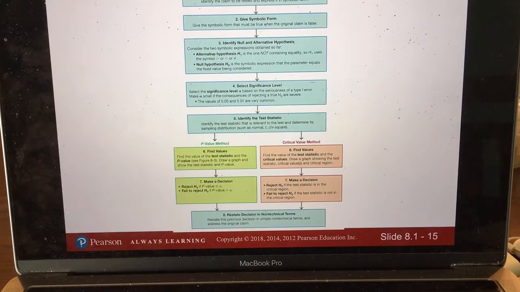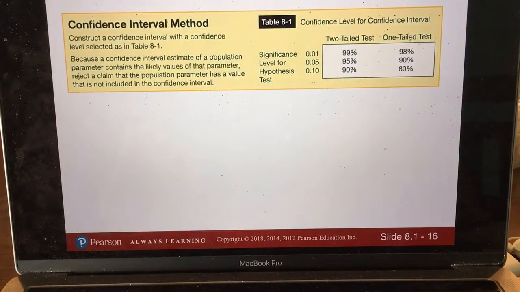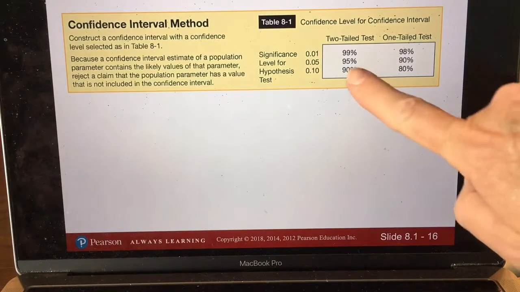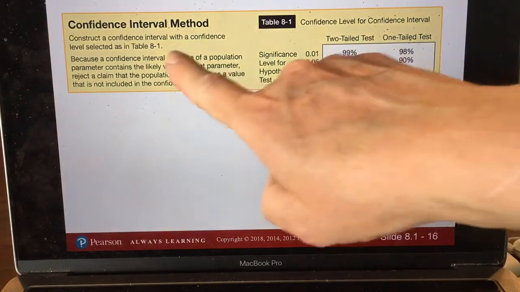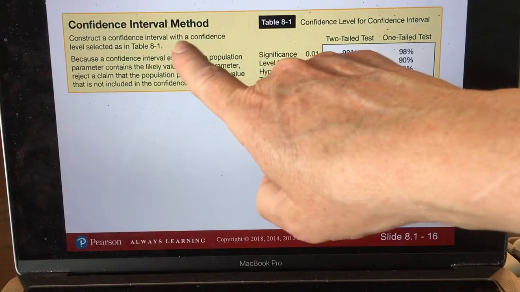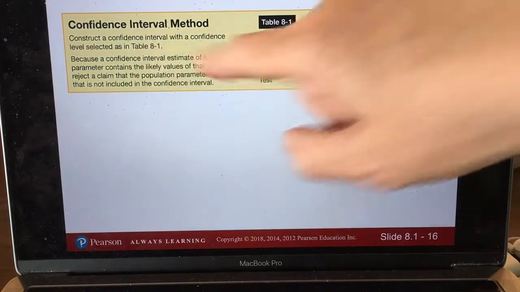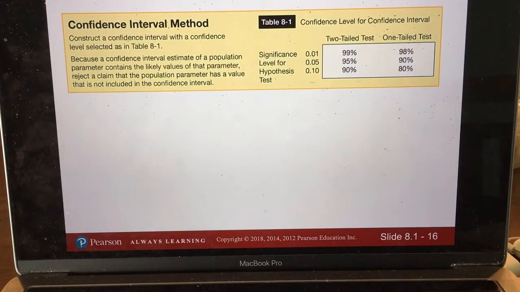So it's very much the same, and you're going to see how closely it follows. Now when we're talking about the confidence interval method, you have these in your book. Construct a confidence interval with a confidence level selected. We did this in 7.1 and 7.2.